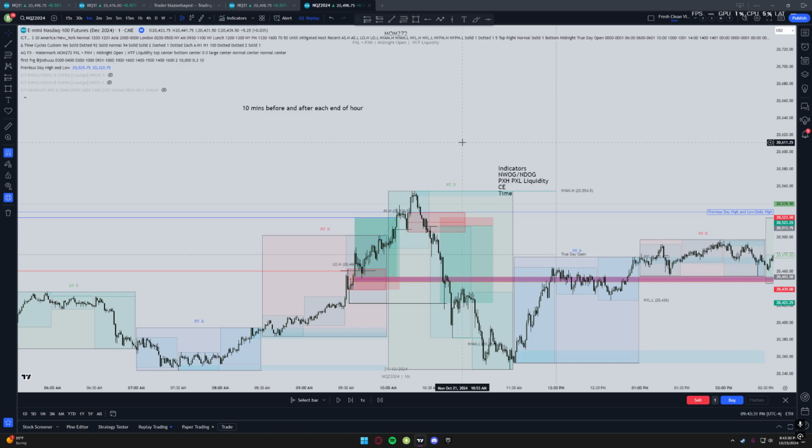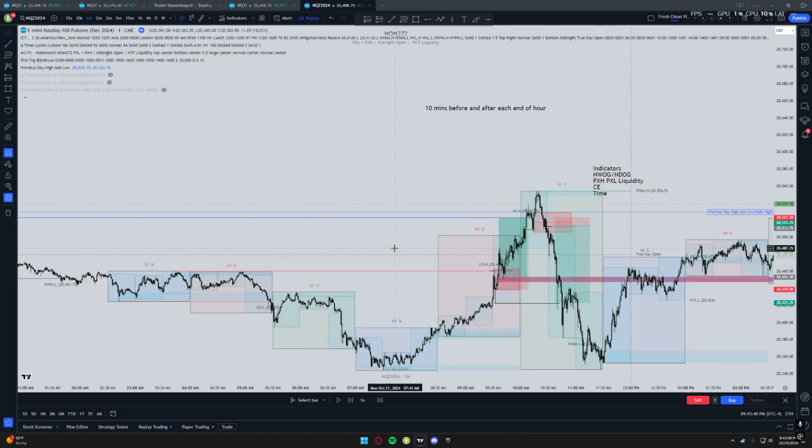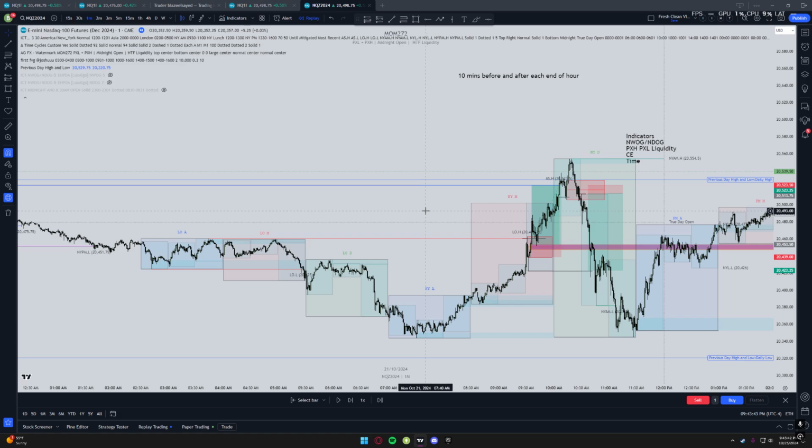now the ICT 2022 model is based on accumulation, manipulation, and distribution. So you accumulate liquidity, you manipulate to take the liquidity, and then you distribute in the opposite direction.